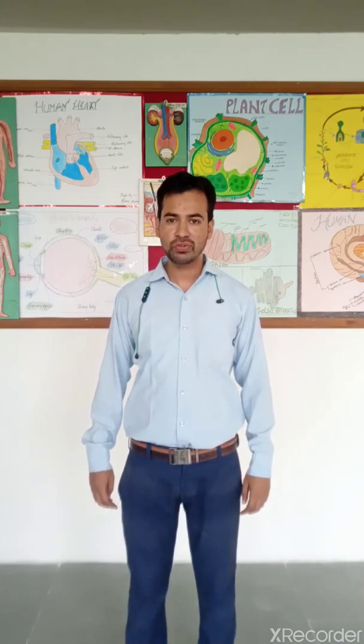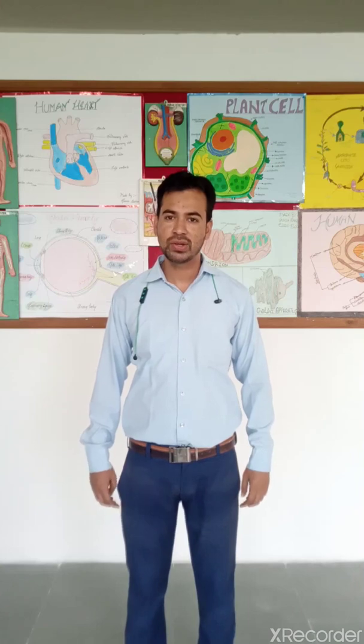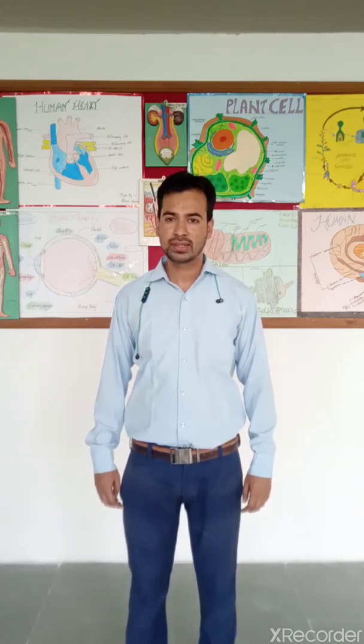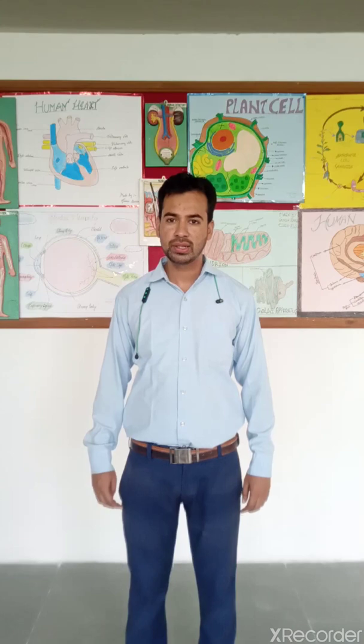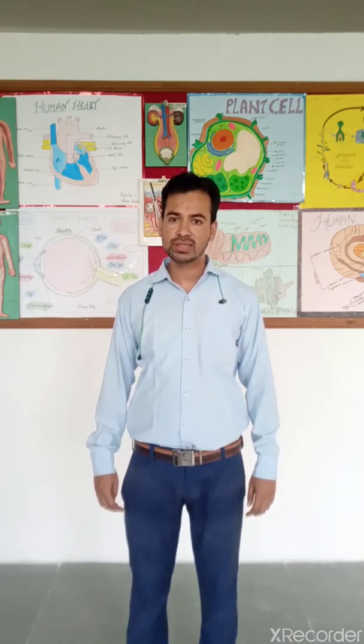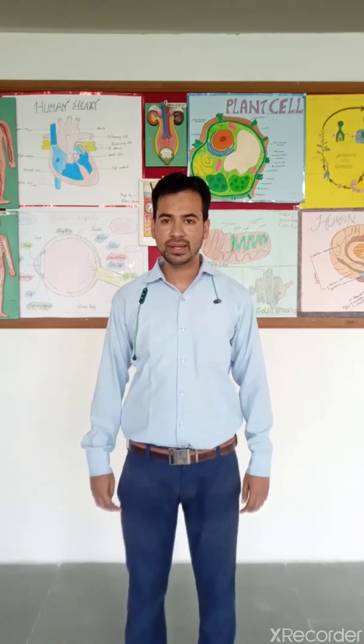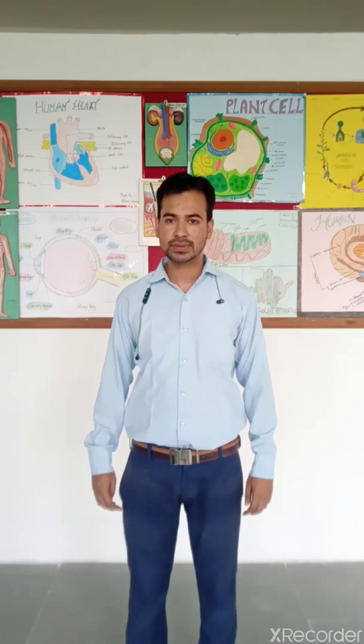So, children, you know very well in biology we have two parts. The first is theory, the second is practical. In theory, we are sending videos to you, but today we are going to start the practical. The theory part has 70 marks and the practical has 30 marks.